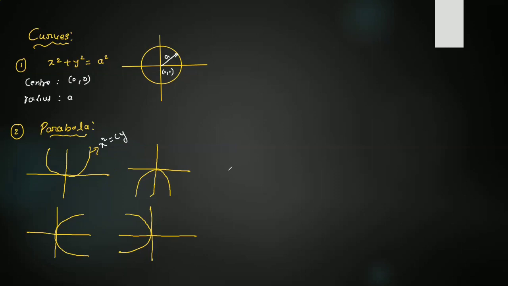Sorry guys. Once again, it was a disturbance. So the equation of a parabola, here it is x square is equal to cy, which opens in the upward direction. And which opens in the downward direction, it is x square is equal to minus cy. And which opens on the right side, it is y square is equal to cx. Here it is y square is equal to minus, okay, let me write k and minus kx.